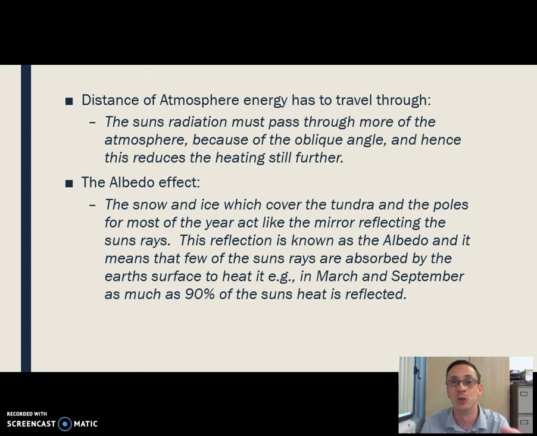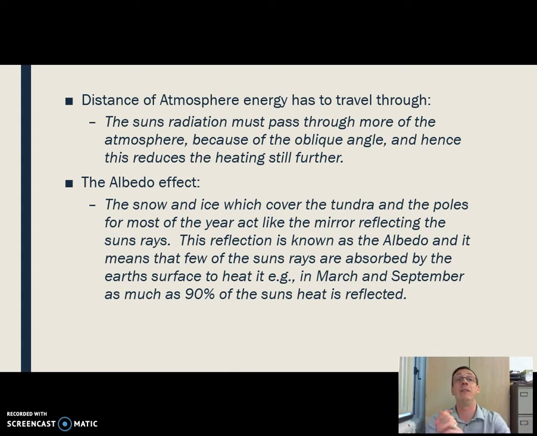Ice. Snow and ice reflects energy back very, very efficiently. And you think, where do we have lots of snow and ice? The poles. So at the poles, oblique angle of insolation means that one unit of solar insolation has to heat a very large area. It also means that same unit has had to travel through even greater depth or distance of atmosphere. So lots of it has been reflected by the atmosphere and absorbed by it.